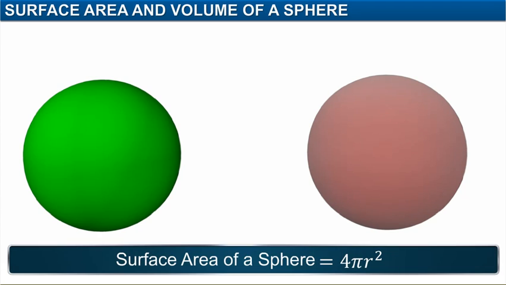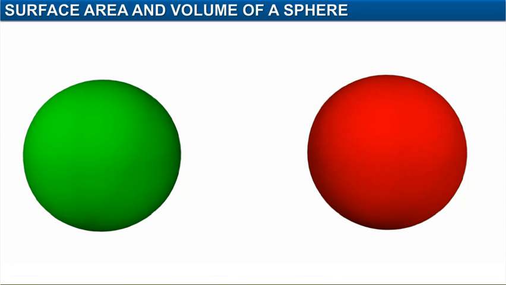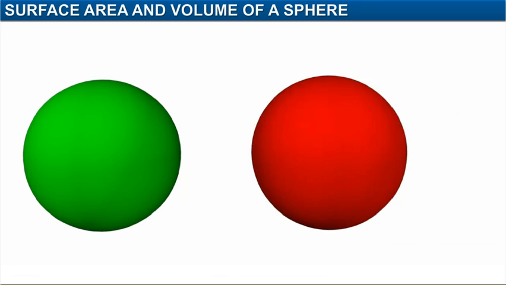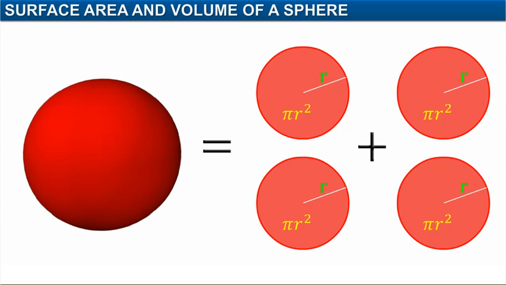The surface area of a sphere can be calculated by using the formula 4 pi r squared, where r is the radius of the sphere. You can observe that the surface area is equivalent to the sum of the areas of four circles having equal radii r.